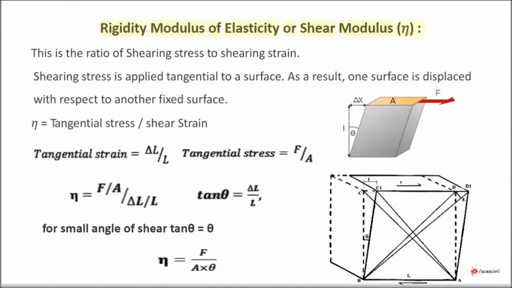Rigidity modulus of elasticity, or shear modulus. This is the ratio of shearing stress to shearing strain. Shearing stress is applied tangential to the surface. As a result, one surface is displaced with respect to another fixed surface. It equals tangential stress over shear strain. For a small angle of shear, tan θ equals θ.